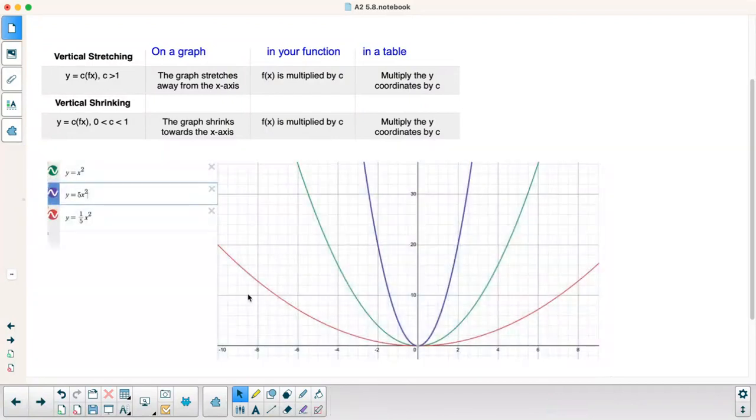We have three functions here. The green one is what we're starting with: y equals x squared. If I multiply the entire function by a number greater than 1, it's going to stretch away from the x-axis. The purple is an example where I multiplied that function by a number greater than 1, and you see it gets stretched vertically. If the number you multiply by is between 0 and 1, then your function gets shrunken down towards the x-axis, or compressed.